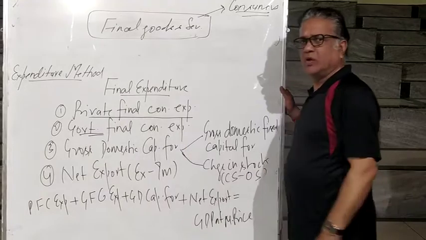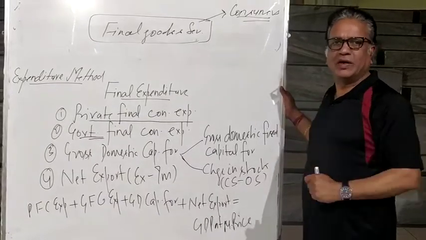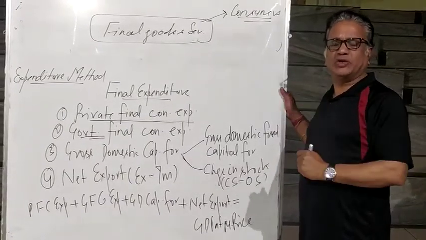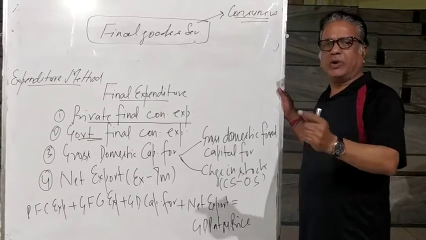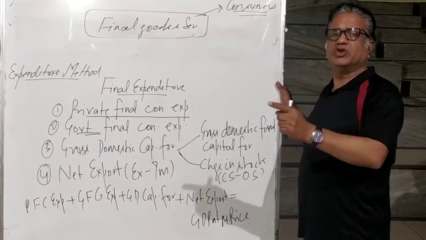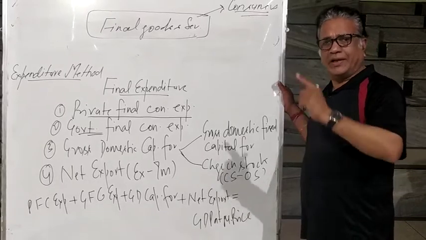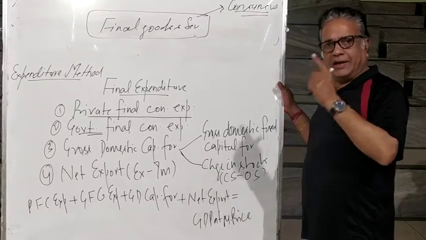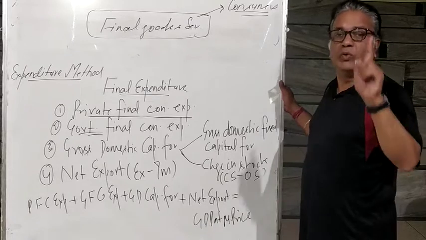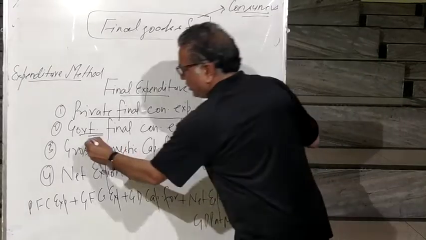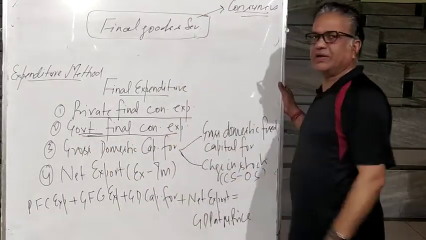Government. You'll find government schools are there. What is the consumer going to get there? Education free of cost. Government hospitals are there. What is the consumer going to get? Medical facilities free of cost. So another consumer is also there and their consumption is made possible by whom? Government. That is called government final consumption expenditure.